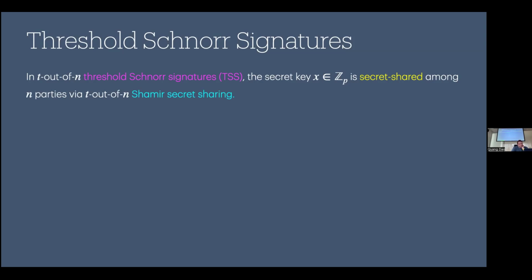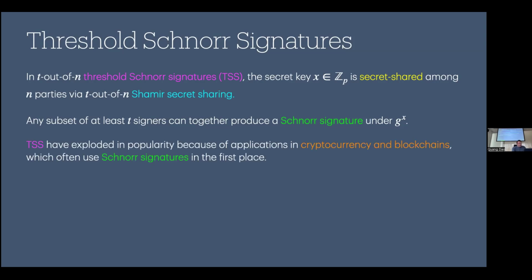In a T out of N threshold Schnorr signature, the secret key X is secret shared among N parties via T out of N Shamir secret sharing, right? Then any subset of at least T signers can produce a Schnorr signature under the corresponding verification key G to the X. Make sense? Yeah, so TSS is really popular now. There's a lot of work coming out on it, at least in part because of its application to cryptocurrency.